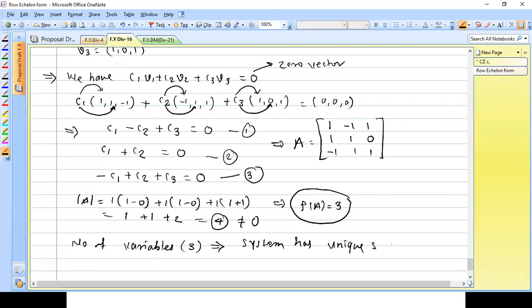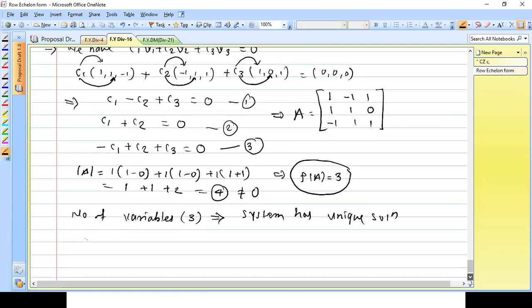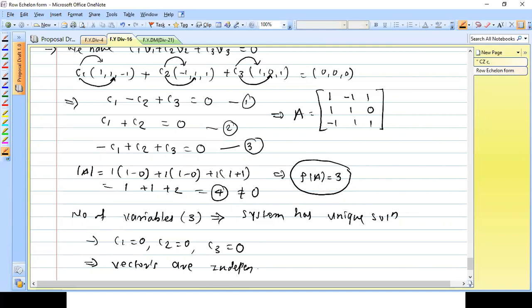In homogeneous system, zero is the unique solution. Solution means what? 0, 0. So C1 is equal to 0, C2 is equal to 0, C3 is equal to 0. So what this implies? Vectors are independent. Full stop. That's it. Finish.